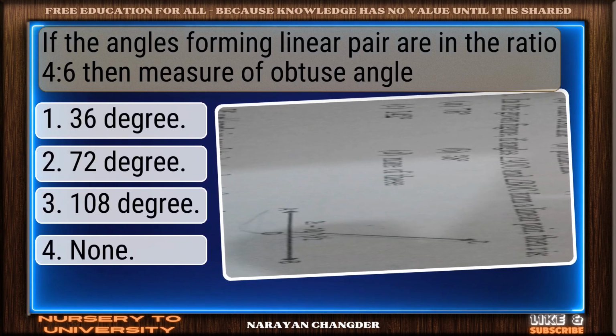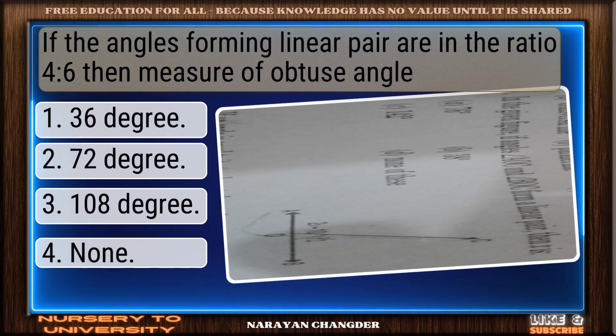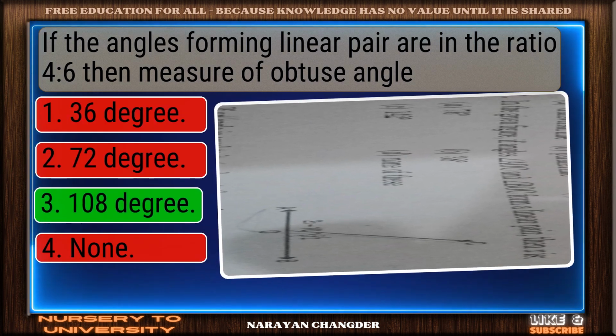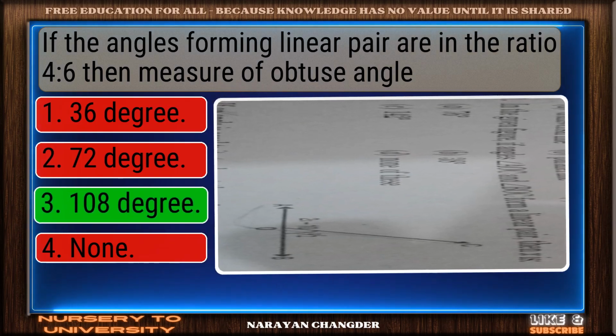Question number 35. If the angles forming a linear pair are in the ratio 4:6, then the measure of the obtuse angle is... Correct response. 108 degrees is the most accurate answer.